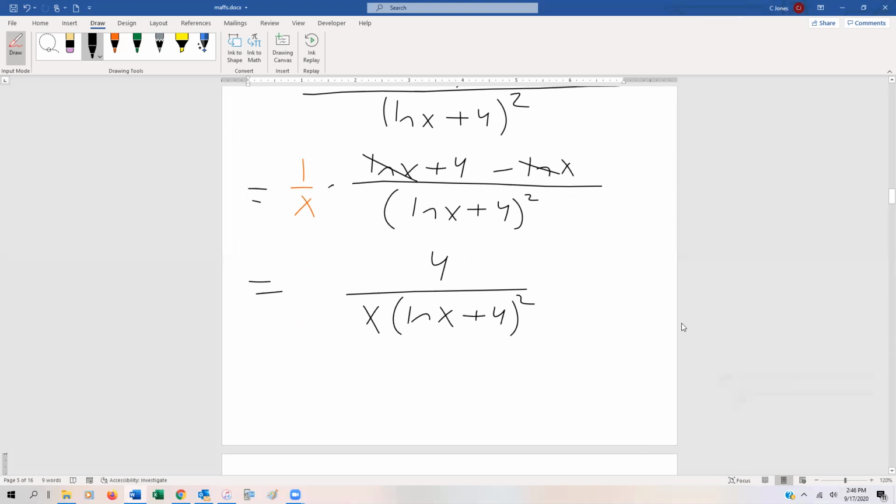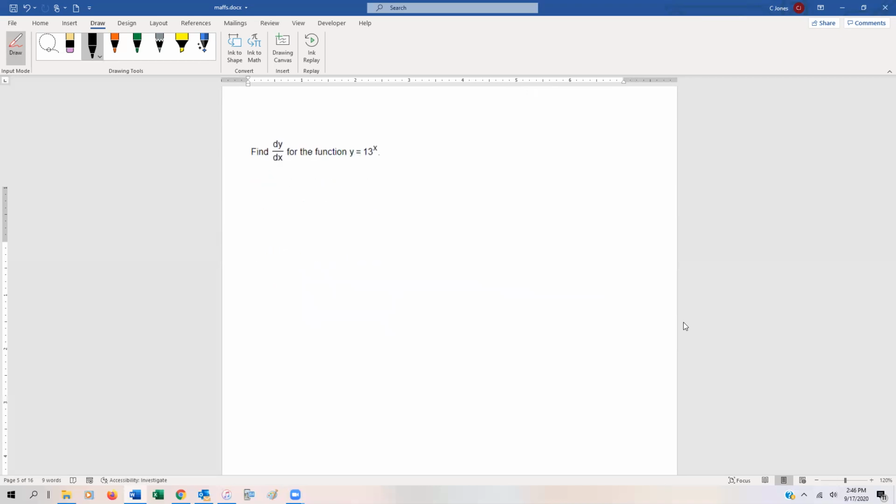Finally, this is a technique that we're going to use to find the derivatives of anything that has an x as an exponent. If you have a term that contains x as an exponent, you're going to use this technique called logarithmic differentiation. I'm going to illustrate this technique with a really easy example, because it's only 13 to the x. But let me illustrate the technique for this.